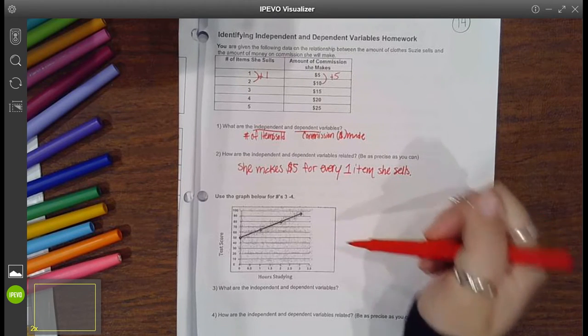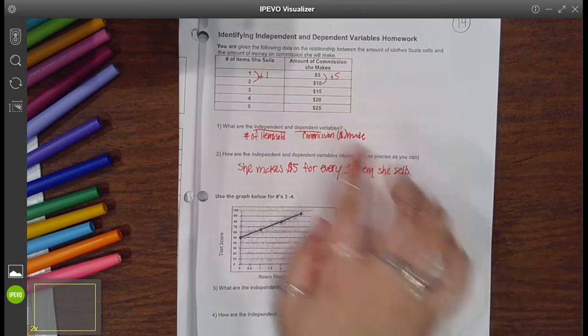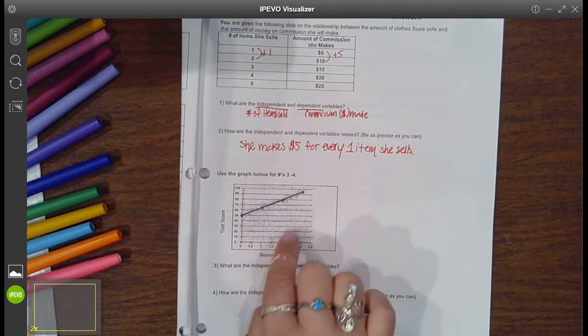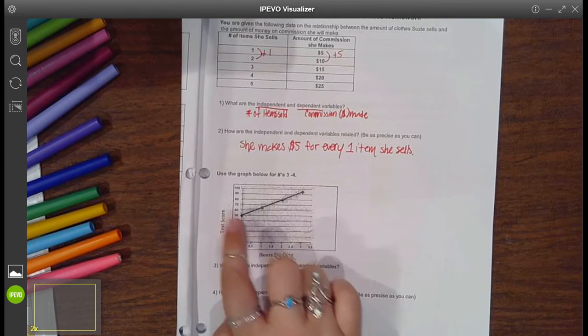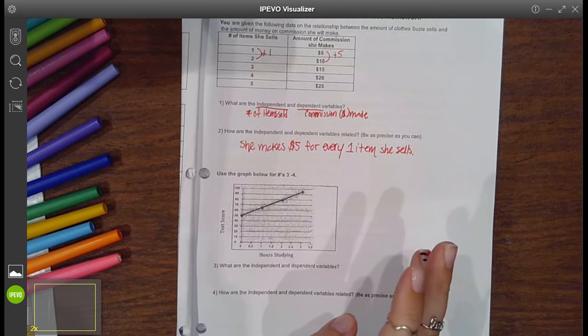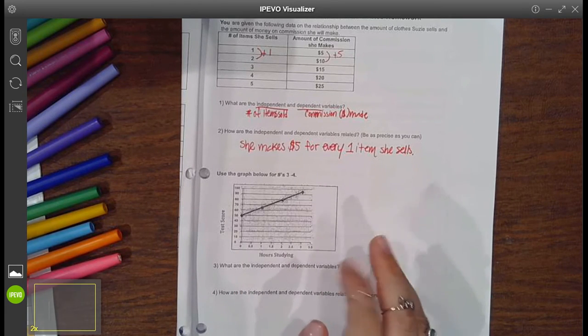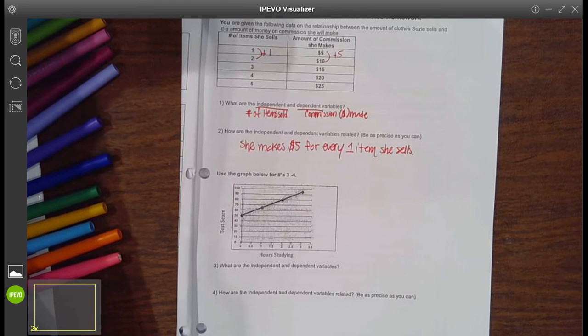So then why don't you go ahead and try to complete the other one based upon this information? If you're like, there is no information. Yes, there is. Look at the graph. Okay, it's talking about hours studying versus your test score. And you can use the numbers here to say, as one increases or decreases by how much, the other one increases or decreases by how much. Okay, you've got this. I have faith in you.